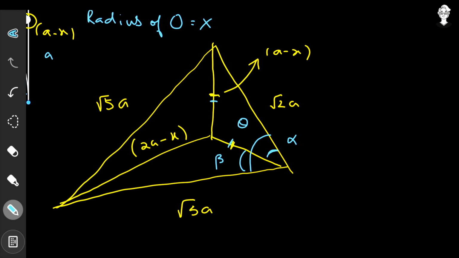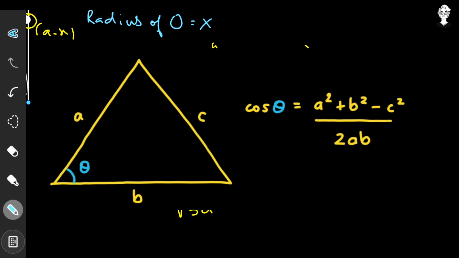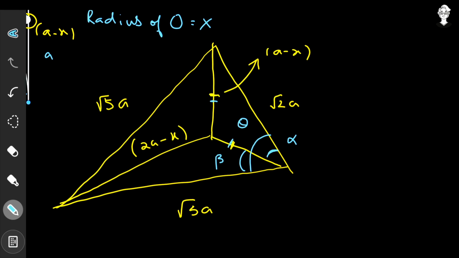Now in this biggest triangle I will apply the cosine rule. Now what is the cosine rule? If there is a triangle, the three sides are a, b and c, and the angle between the sides a and b is theta, then the value of cos theta is going to be equal to the squares of the adjacent added together, that is a square plus b square, minus the square of the opposite, so minus c square, upon 2 times the product of adjacent, so 2 times a times b. So the same thing applied in this biggest triangle. This is the angle that I am going to take, that is the angle theta.